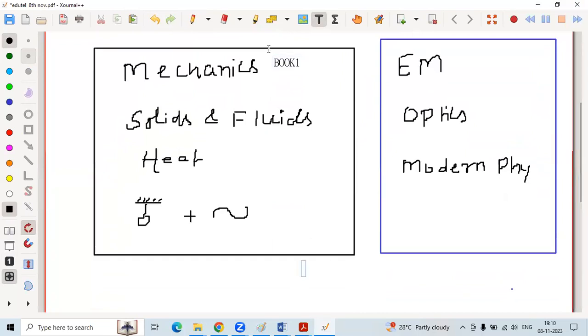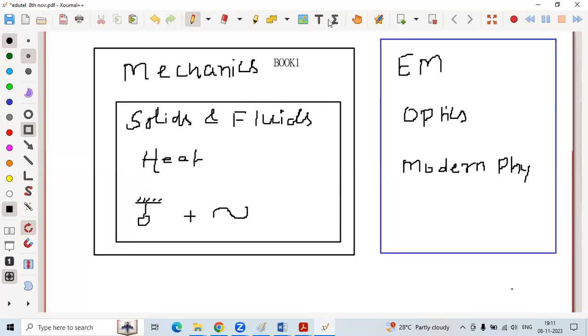So, complete book 1 comes under mechanics, right? Whereas solids, fluids, and the remaining thing, that is oscillations and waves, these 3 together come under book 2. These 3 are book 2. +1. Now we are dealing with the mechanics part, right?